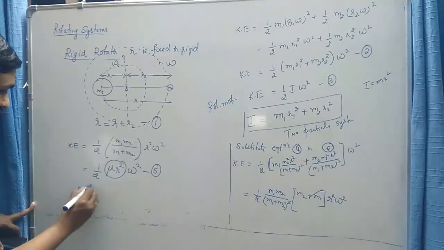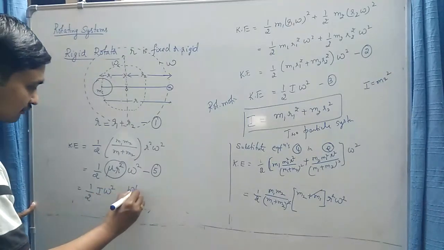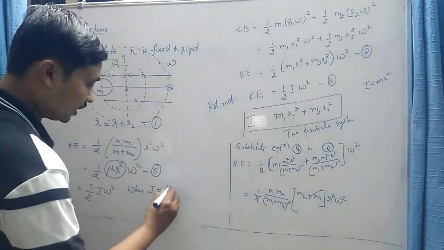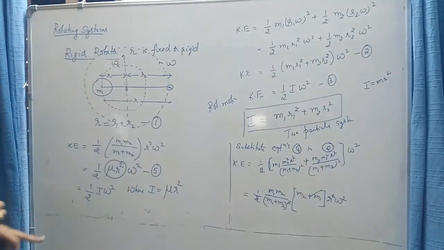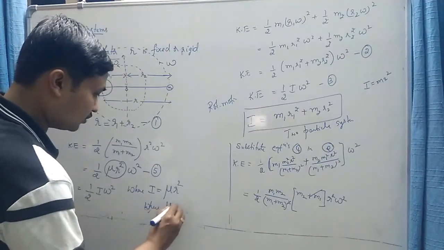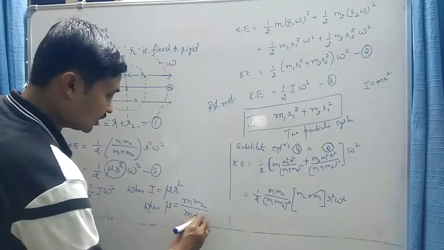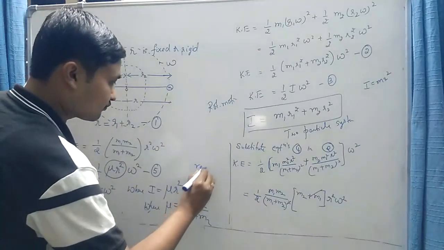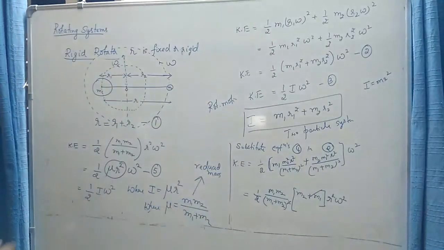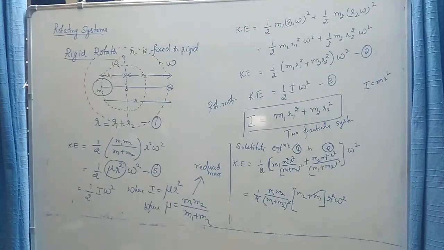So this equation can be written as half into I omega square, where the moment of inertia of the particle is given by I is equal to mu into r square. What is mu? Mu is called the reduced mass, given by m1 into m2 divided by m1 plus m2, and this is called the reduced mass of the system. It is calculated from the masses of both the particles, m1 into m2 divided by m1 plus m2.